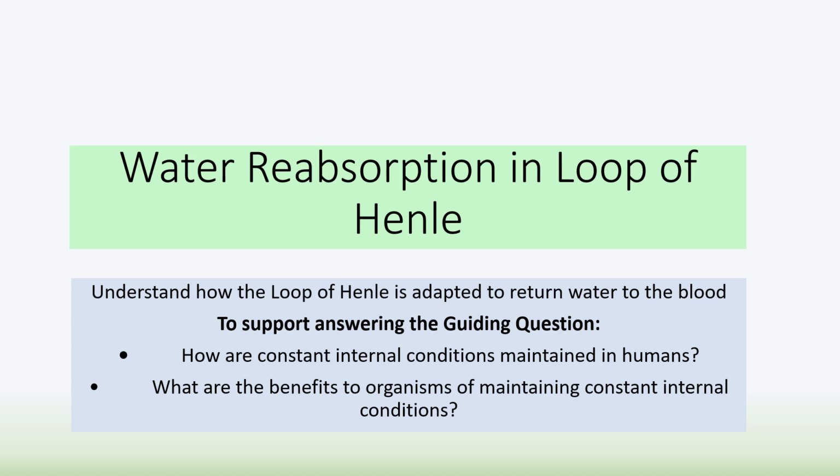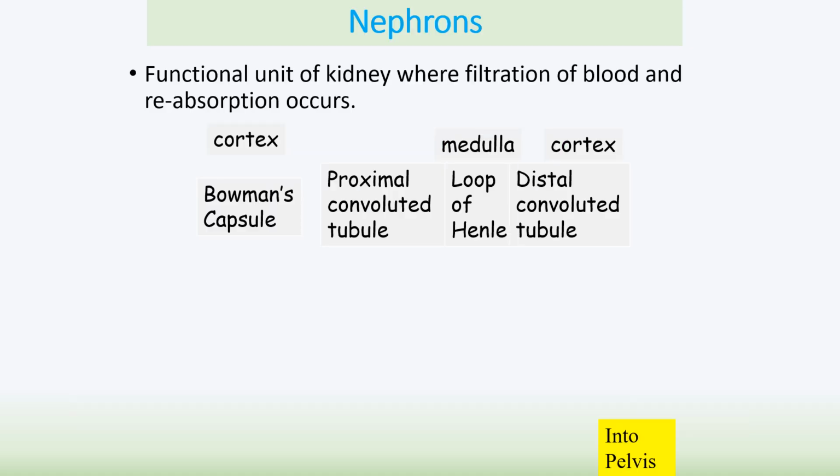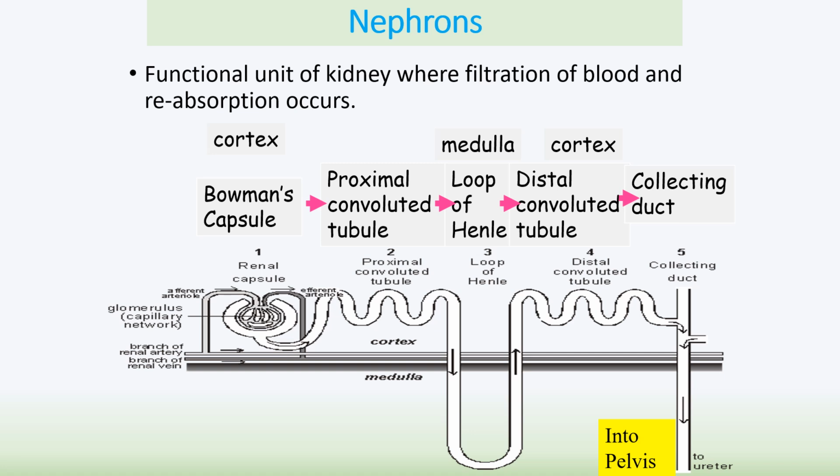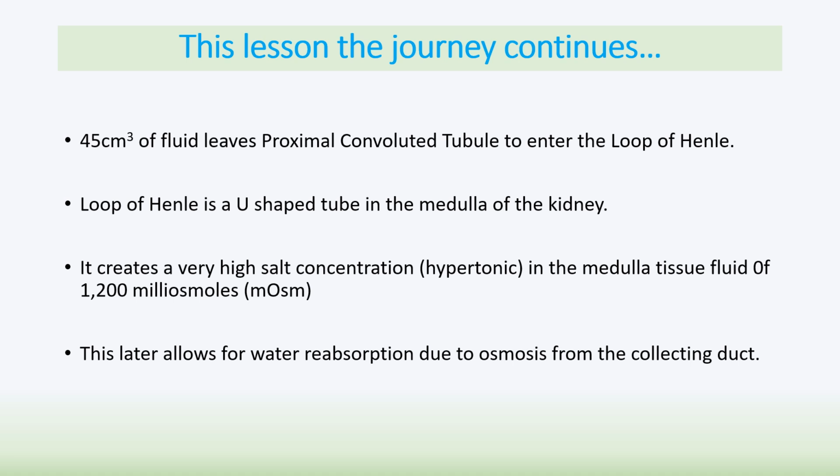So the next stage is, well, how do we reabsorb more water? Because at the minute we're still losing far too much fluid. So the loop of Henle, again, is this part of the nephron, and it goes down from the cortex into the medulla and back up again into the cortex.